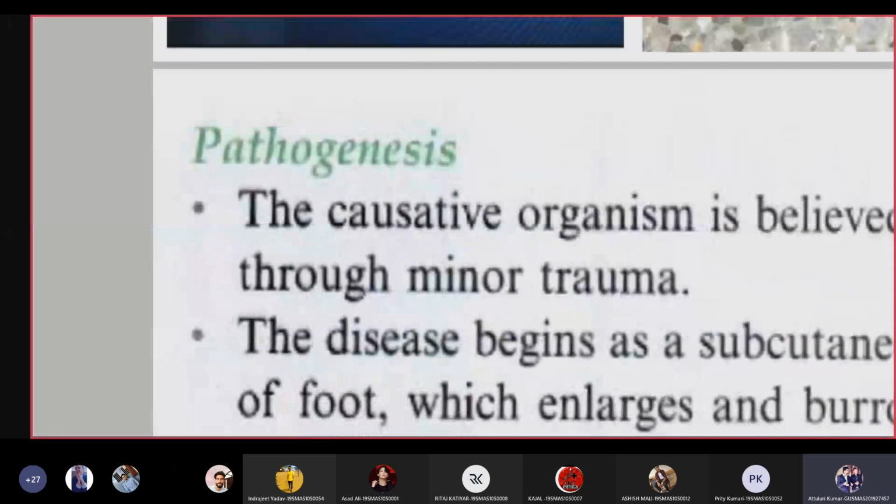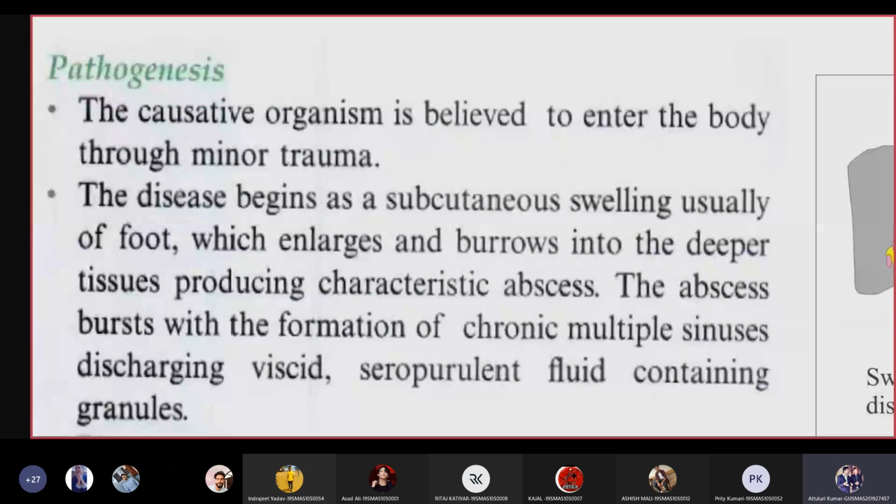So the causative organism is believed to have entered the body through minor trauma. This fungus will enter into our body through any minor trauma. That means you should have some open wound. From this open wound, this fungus will enter into our body.